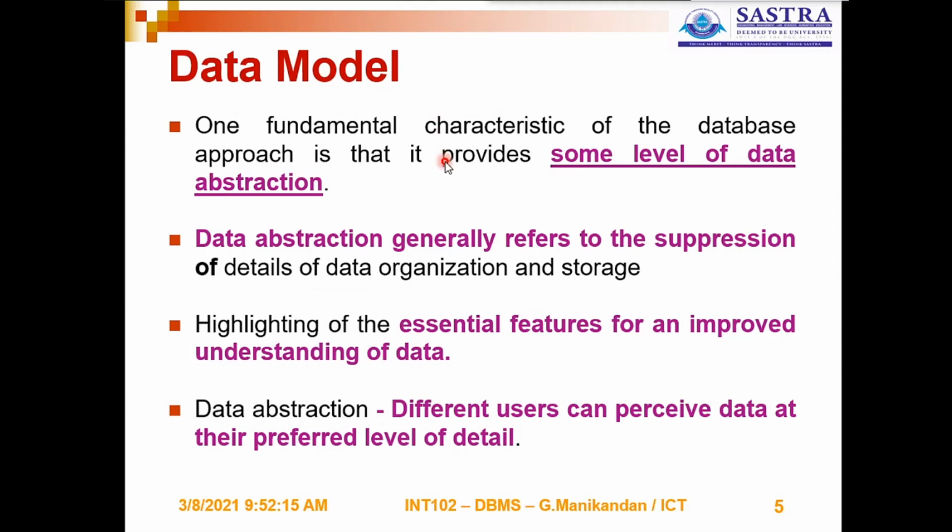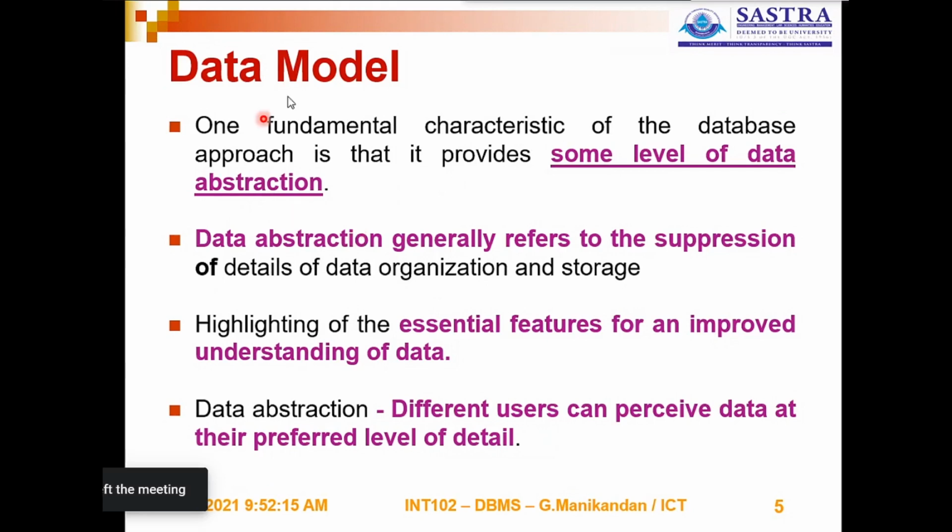Here, in data abstraction, we are trying to hide some details from the end user by employing this data model. What is the detail we are going to hide? How your data is stored and organized in the secondary storage device is not known to the end user. We provide only the essential features for understanding the data and how to access the data. Only that information is known to the end user.